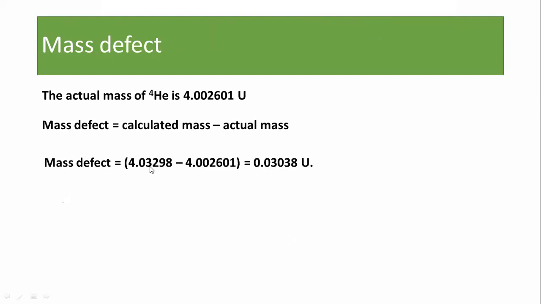So this was your calculated mass, and this is your actual mass, and the difference in mass is 0.03038 u, and this is called the mass defect. That means the missing mass in the helium nucleus.